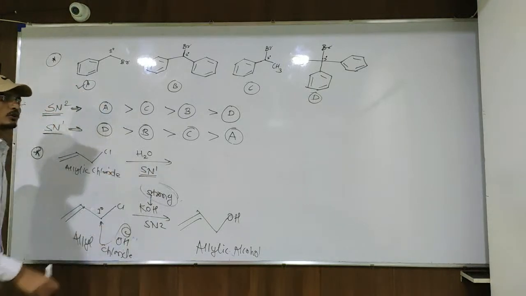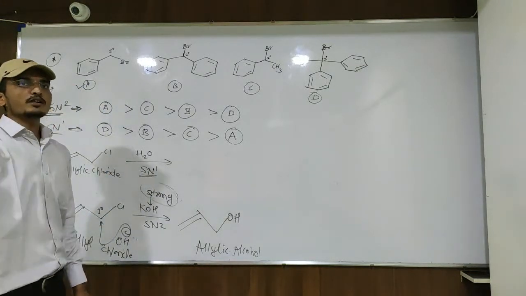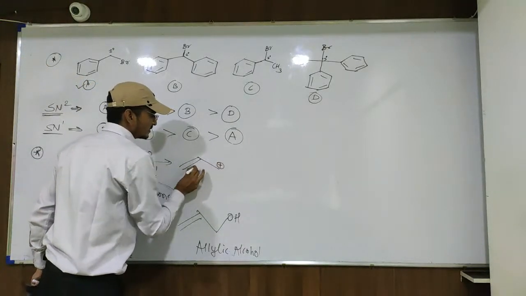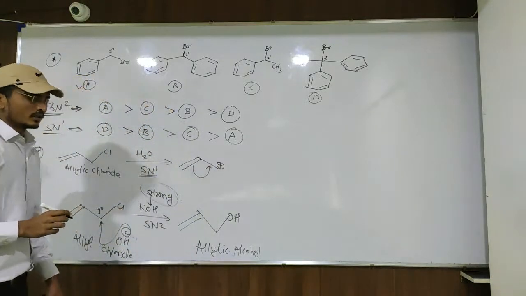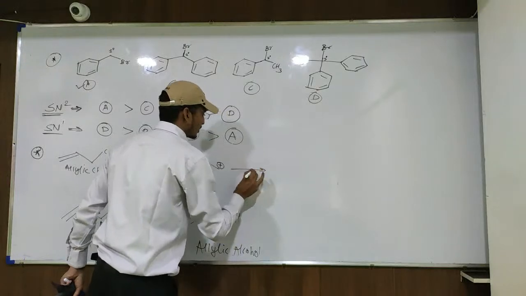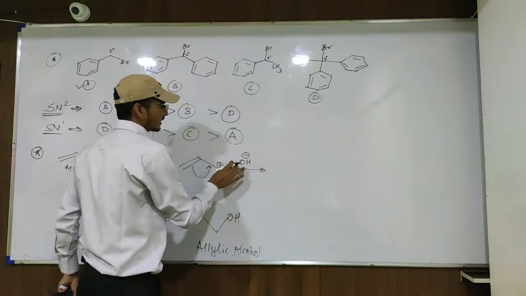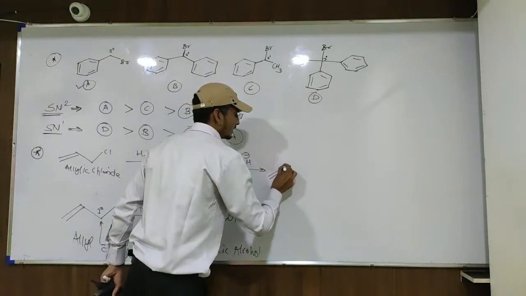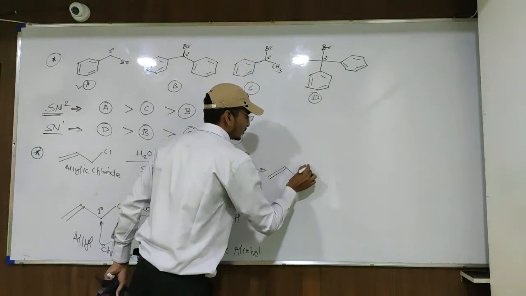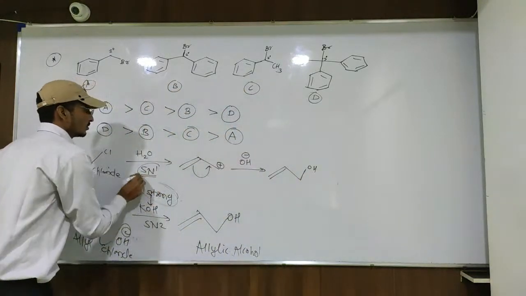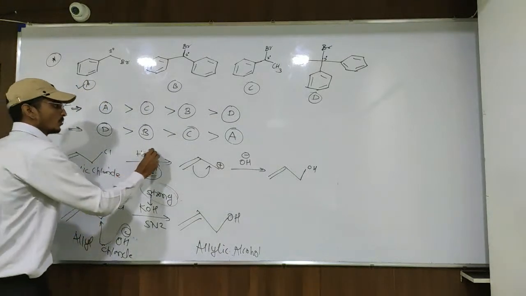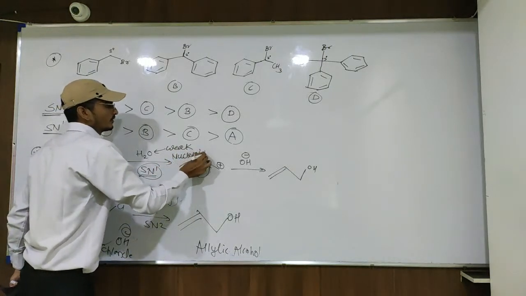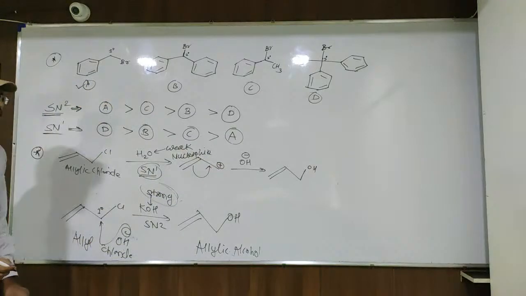So why does this happen here? Because the nucleophile is not strong. So that's why there is generation of a carbocation, and that carbocation is stabilized by the pi bond. After the generation of the carbocation, the OH minus that they obtain from the water attacks this carbocation, and you will get the allylic alcohol, no doubt, but the reaction goes through SN1 mechanism, because water is a weak nucleophile.